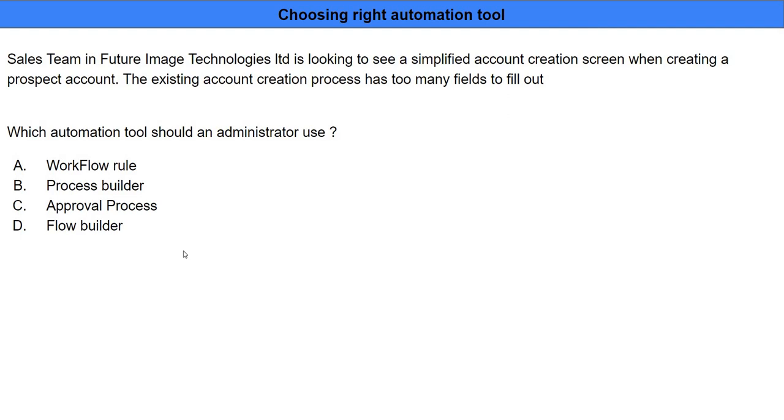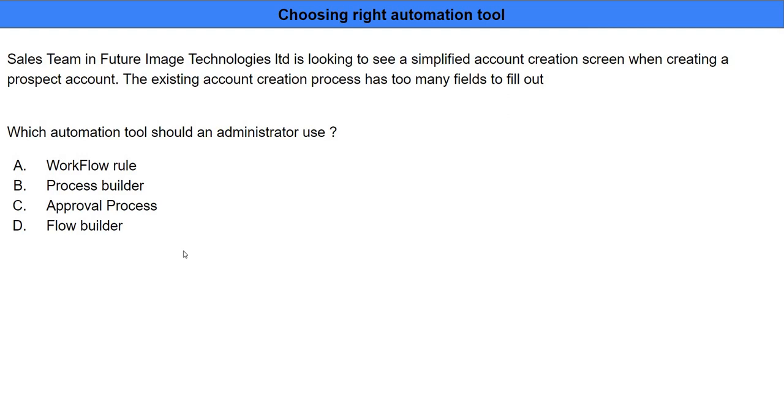We have four options: workflow rule, process builder, approval process, flow builder. The intent of this question is to test your understanding of the different automation features available in Salesforce. Certainly, we do have workflow, process builder, flow builder, and approval process. But of all these automation tools, a workflow rule will run only in the background. It can help you perform some actions when a particular record is created or updated, or send an email and all such things. But it runs behind the scenes.